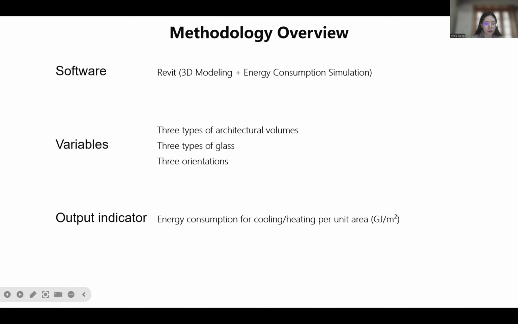We use Revit for both 3D modeling and energy simulation. We compared 3 types of architectural volumes, 3 types of glass, and 3 orientations. The output indicator is cooling and heating energy consumption per square meter, measured in gigajoules.